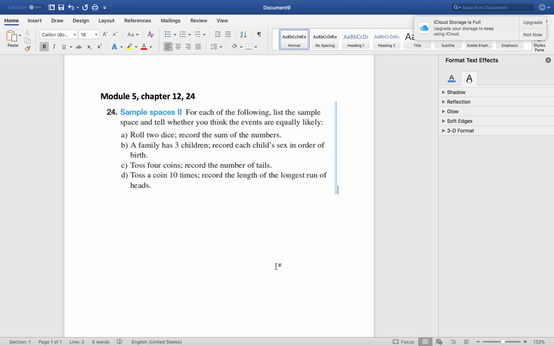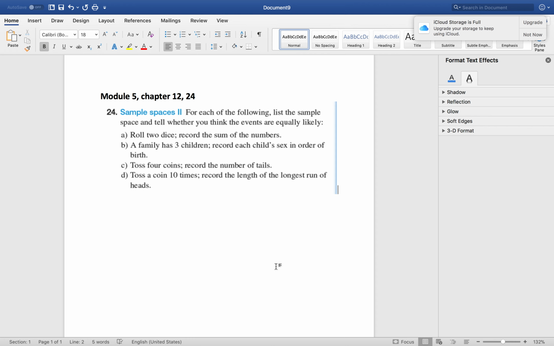So I said the sample space is 2 to 12 because since there's 2 dice with 6 sides, the lowest you can get is 2 and the highest you can get is 12. So the sample space would be 2 through 12. And I said, no, it is not equally likely. You have more chances to roll everything other than 2 and 12. Now let me explain why.